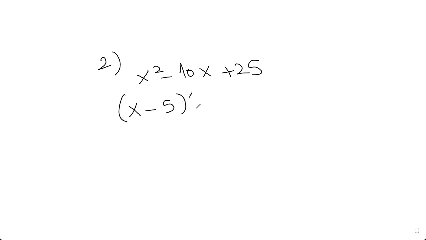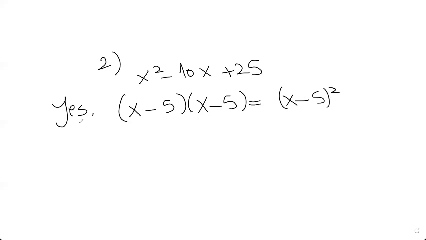Now the second idea, the perfect square trinomial. What if I have x squared minus 10x plus 25? Yes, this is a perfect square trinomial, because I can say it's x minus 5 and x minus 5, which is x minus 5 to the power of 2. So yes, that's a perfect square trinomial.